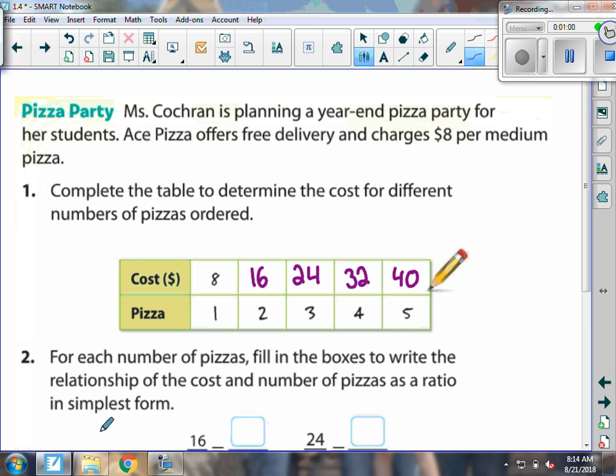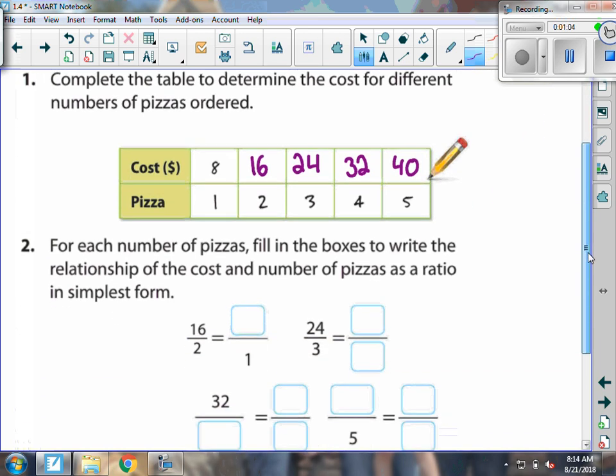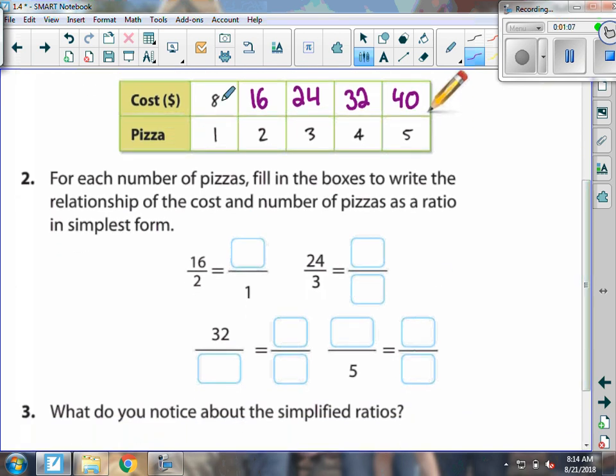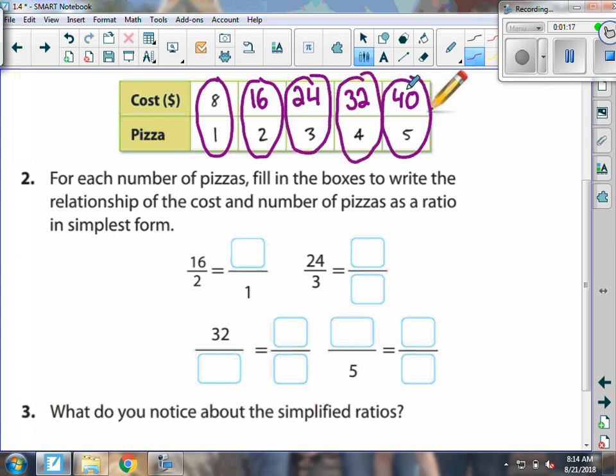For each number of pizzas, fill in the boxes to rate the relationship of the cost and number of pizzas as a ratio in simplest form. So we're taking these numbers and we're turning them into fractions, into ratios. Okay. So 16 over 2, both of those can be divided by 2. So you end up with 8 over 1. 24 over 3 can both be divided by 3. So we're going to simplify that. That becomes 8 over 1.